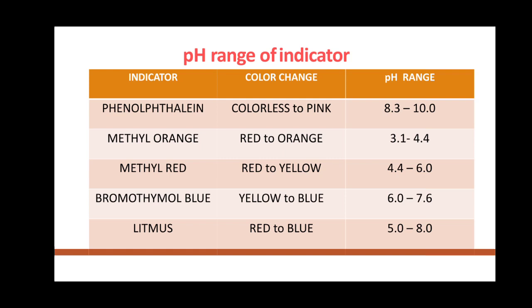The pH range will be 8.3 to 10, whereas methyl orange turns red to orange at 3.1 to 4.4, and methyl red, red to yellow, at 4.4 to 6 pH, and bromothymol blue from yellow to blue, where the pH will be 6 to 7.6, and litmus changes color from red to blue at pH 5 to 8.